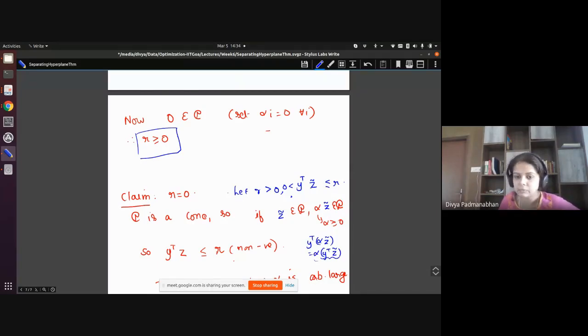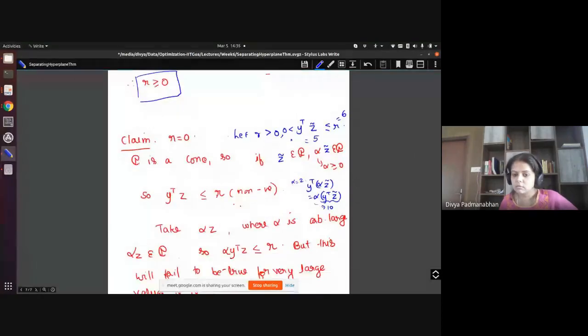For example, let's say Y transpose Z tilde is some value of 5 and let's say R is 6. Now if you take 2 times Z tilde, say alpha is 2, this is going to give you some value of 10. But this is not going to be less than 6, right? So this cannot happen, and that's why you need R to be exactly equal to 0.